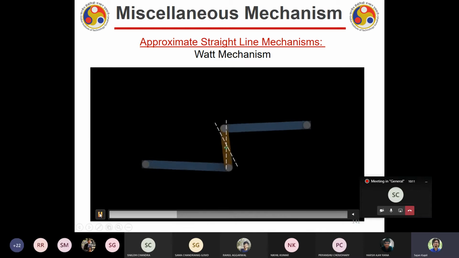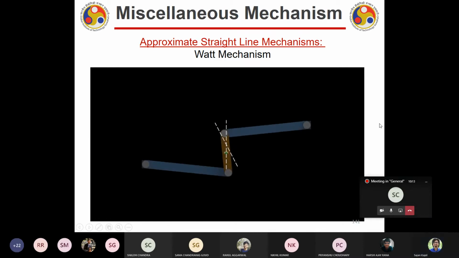Have you seen this mechanism in the assignments anywhere, Upadhyay? Yes, sir. The suspension of a car. I saw. Oh, very good, very good, very good, Upadhyay. Okay.